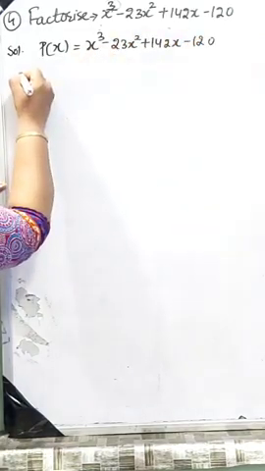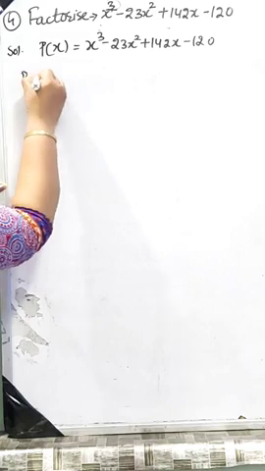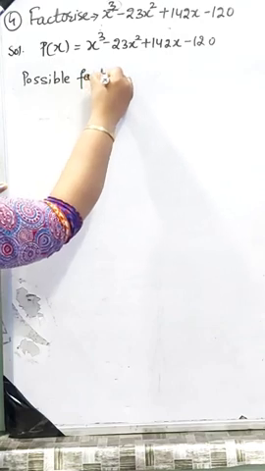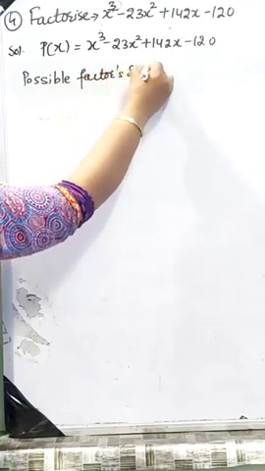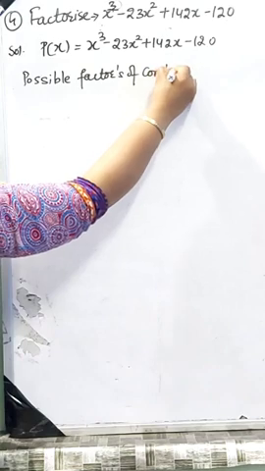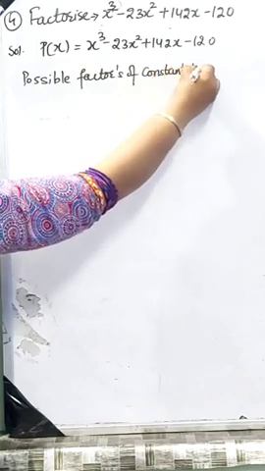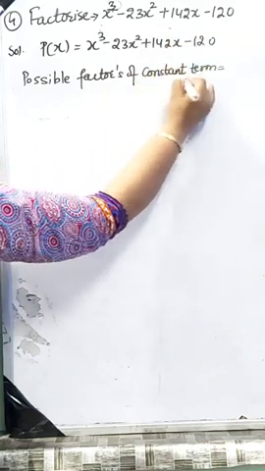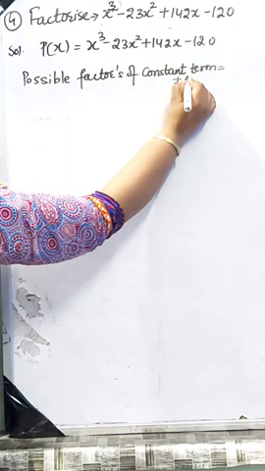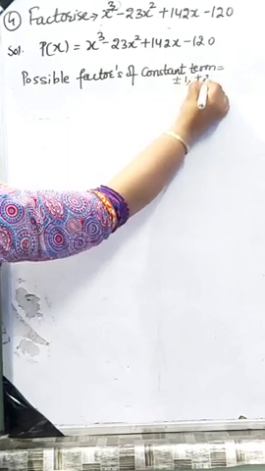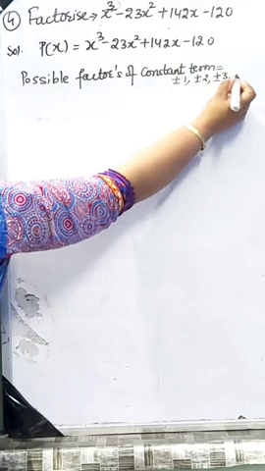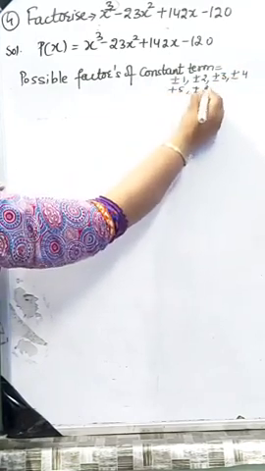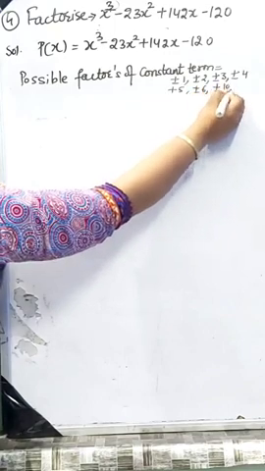After that, you have to write the possible factors of the constant term. Here the constant term is minus 120 and the possible factors of the constant term are plus minus 1, plus minus 2, plus minus 3, plus minus 4, plus minus 5, plus minus 6, plus minus 10 and plus minus 12.